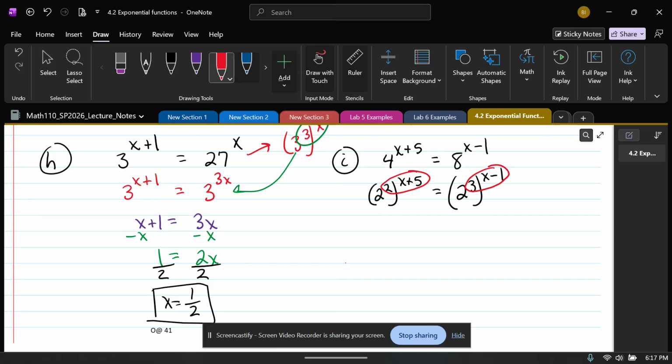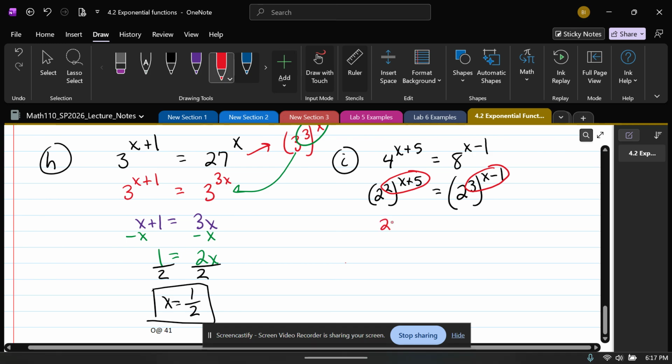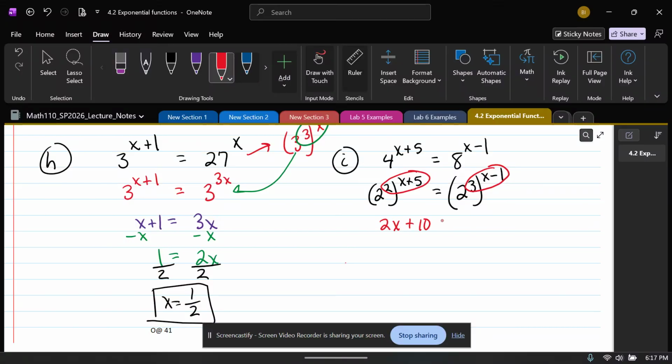Yeah, but what operation's going on between the 2 and the x plus 5? Multiplication. So I'm multiplying 2 times x is 2x, and then 2 times 5 would be 10. And on the other side, what do I have? Yeah, 3x minus 3. Now I've got a fairly simple equation to solve.